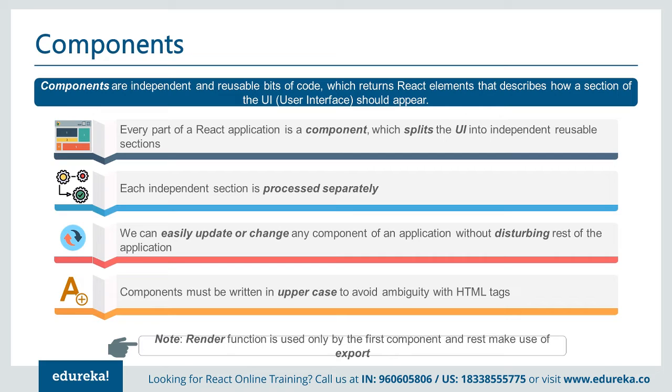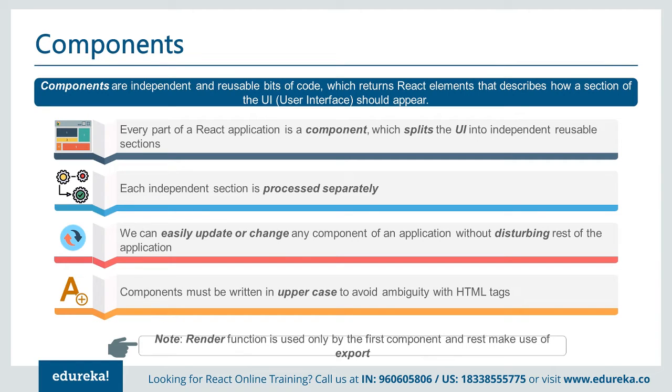Components are the independent and reusable bits of code which return React elements that describe how a section of the UI, or user interface, should appear. Every part of a React application is a component, which splits the UI into independent, reusable sections. Each independent section is processed separately. We can easily update or change any component of the application without disturbing the rest of the application.